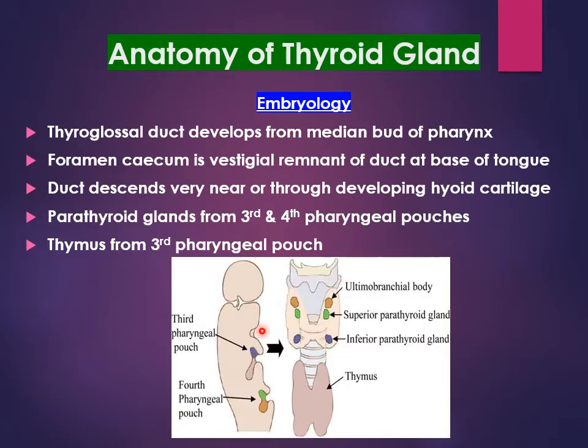Okay, this is a diagram to show you the third pharyngeal pouch and the fourth pharyngeal pouch. The third pharyngeal pouch gives rise to the inferior parathyroid glands. The fourth pharyngeal pouch gives rise to the superior parathyroid glands, and the ultimobranchial body from the fourth pharyngeal pouch forms the parafollicular cells or C cells of the thyroid.